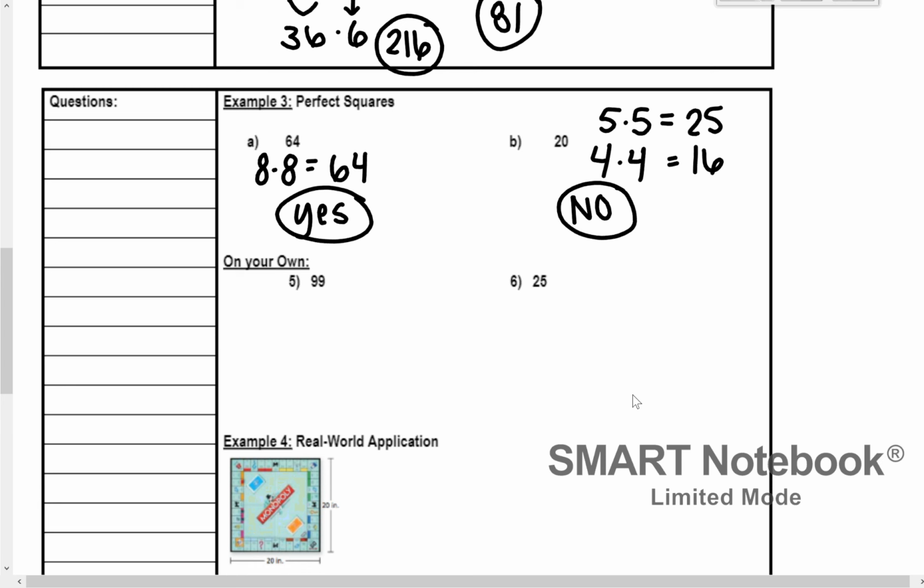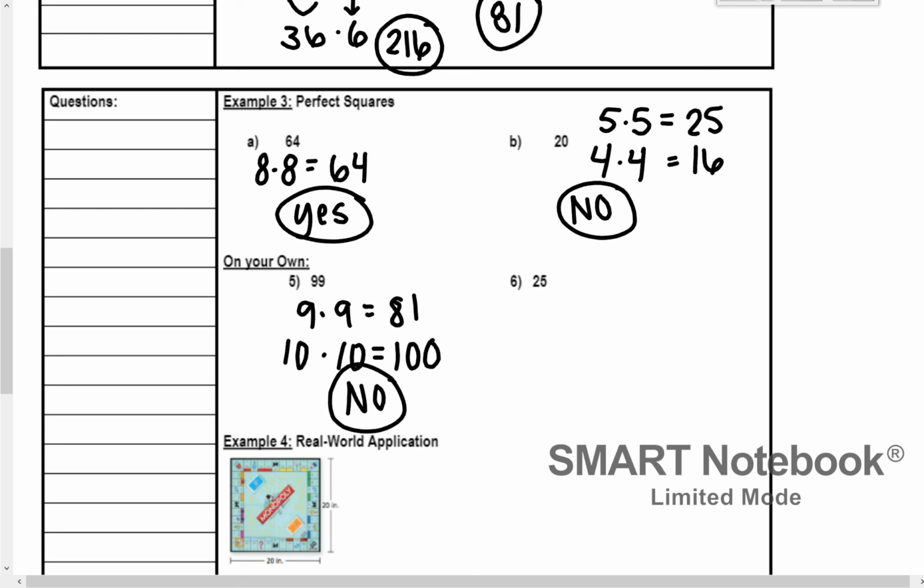So if you're watching now, you should already have these two answers written down, and you are just checking your answers. 9 times 9 gets me somewhere close to 99, so that gets me to 81. That's a little too low. All right, 99 is bigger, so I do need to know if 10 times 10 is going to be 99. But 10 times 10 is 100. Since there is not a whole number in between 9 and 10, and 99 is in between 81 and 100, 99 is not a perfect square.